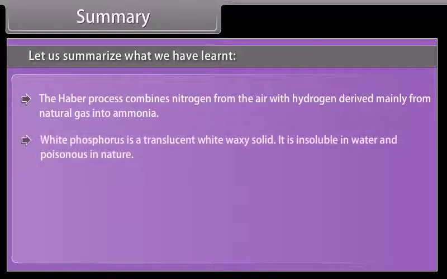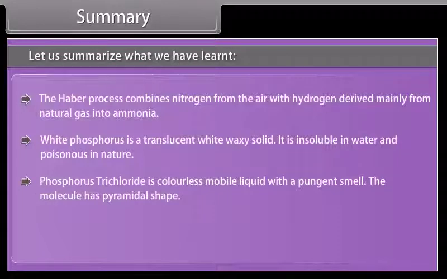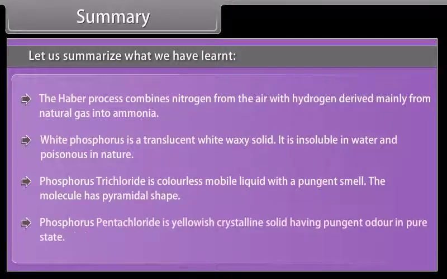White phosphorus is a translucent white waxy solid. It is insoluble in water and poisonous in nature. Phosphorus trichloride is a colorless mobile liquid with a pungent smell. The molecule has a pyramidal shape. Phosphorus pentachloride is a yellowish crystalline solid having a pungent odor in the pure state.